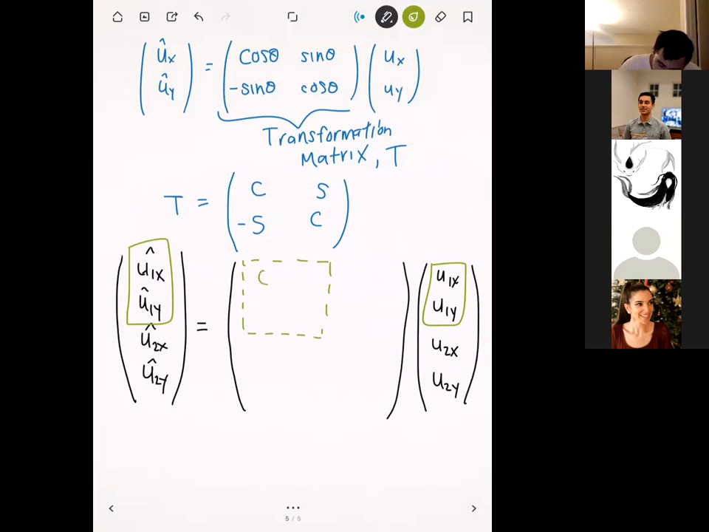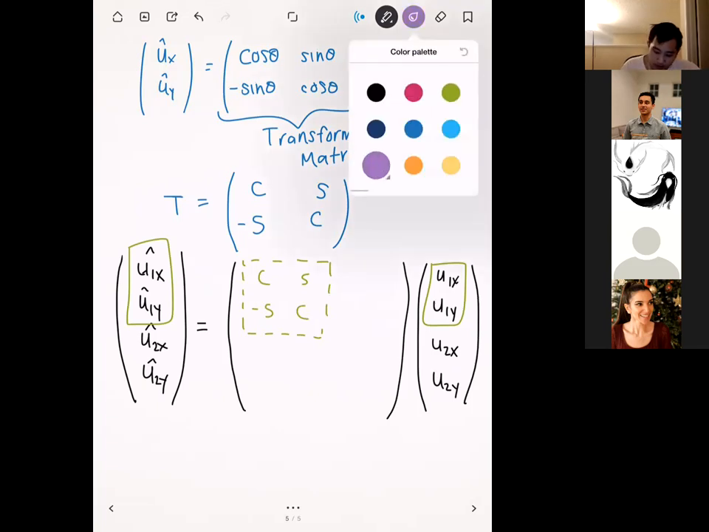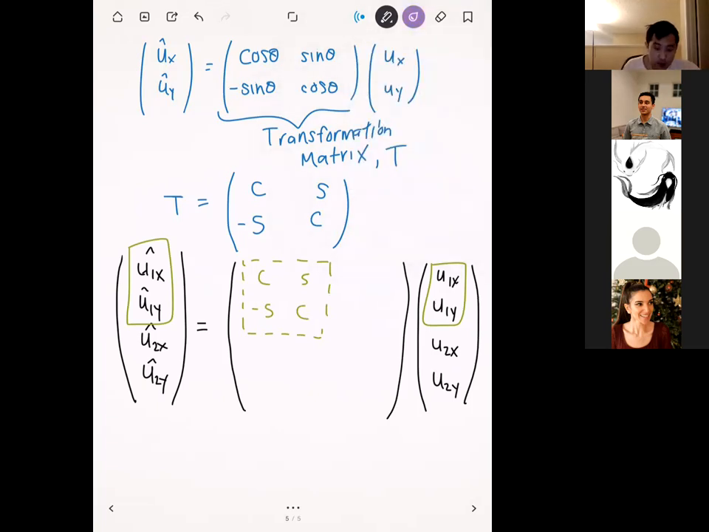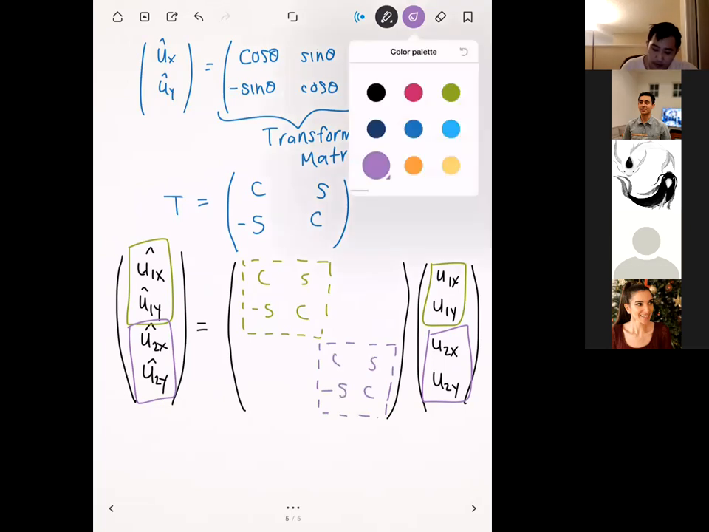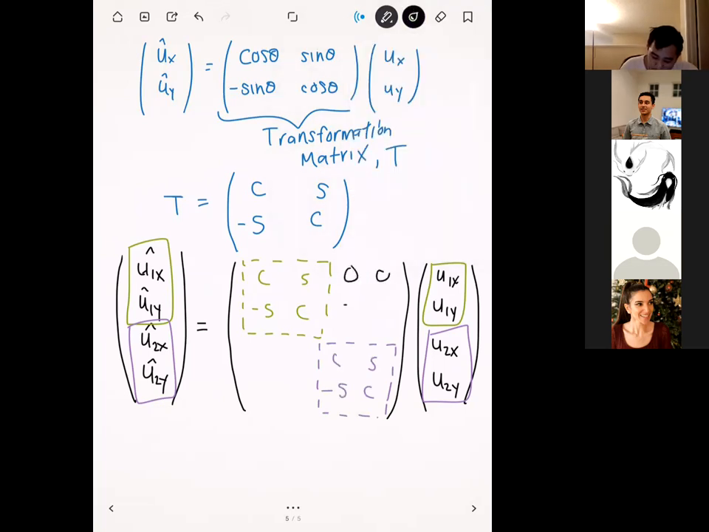So we're going to have C, S, minus S, and C. That's the transformation for the first node. And then for the second node, the components at node 2 have to interact with the same components at node 2. So in order to do that, we place another transformation matrix here. This is going to be C, S, minus S, and C. And then everything else in here is going to be 0.